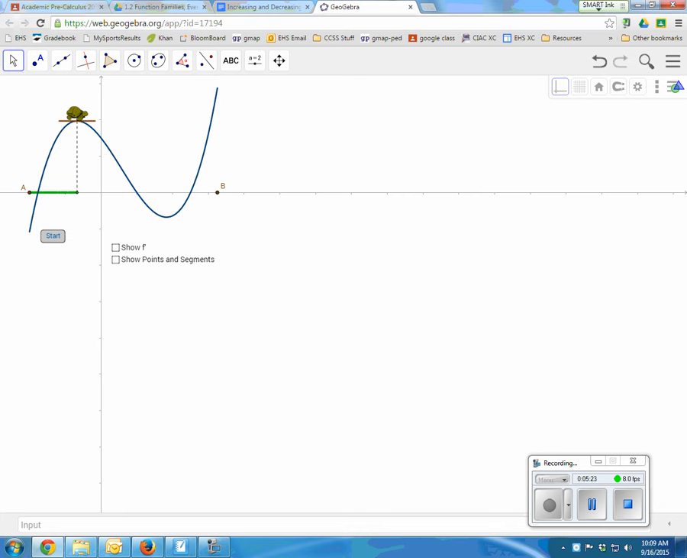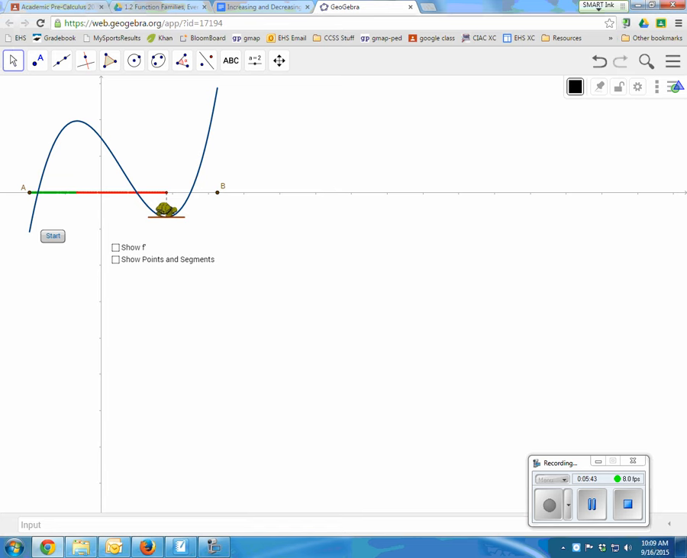He went up the entire way on the function. So the function is increasing because from left to right, he had to go up, the little tortoise. So I'm going to click him again. And as we keep going to the right, he's still going to the right, but this time he had to come down the function. So we would say the function is decreasing in that interval.